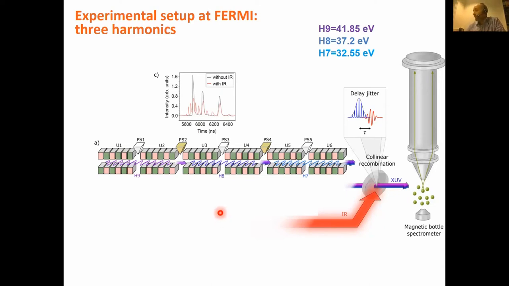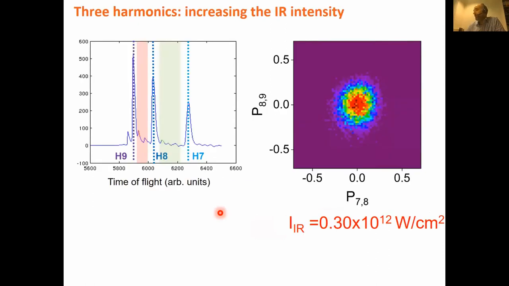The first data that we have acquired are as a function of the infrared intensity, because, as I already mentioned, for these experiments we cannot restrict ourselves to a single IR photon interaction. We need at least that the photoelectron wave packet exchanges two IR photons, so we need to work at rather high IR intensities. Here you can see the typical time-of-flight spectrum with the three harmonics. You can already see some sidebands appearing.